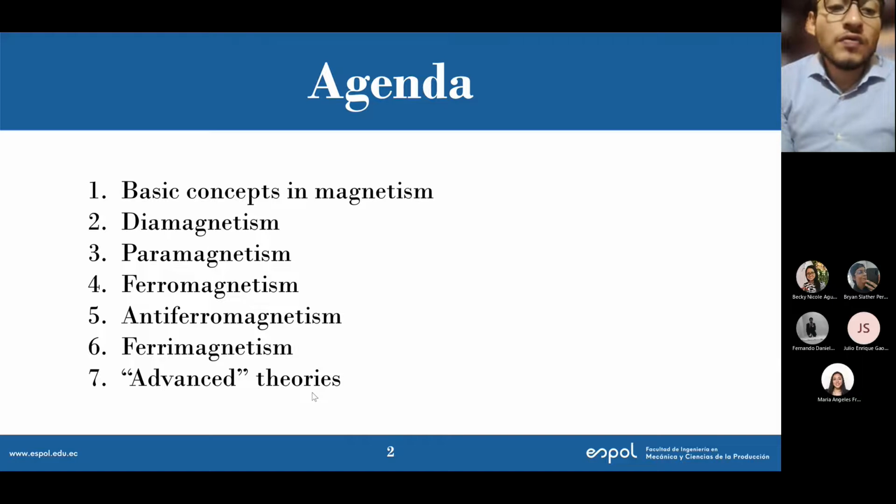Then we'll see the five main types of magnetism: dia, para, ferro, antiferro, and ferrimagnetism. And then we'll just briefly introduce some theories that explain the different phenomena in magnetism. Okay, so let's begin.